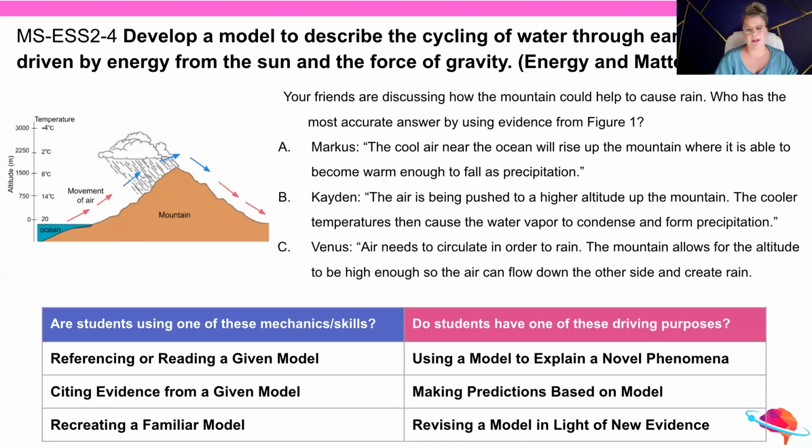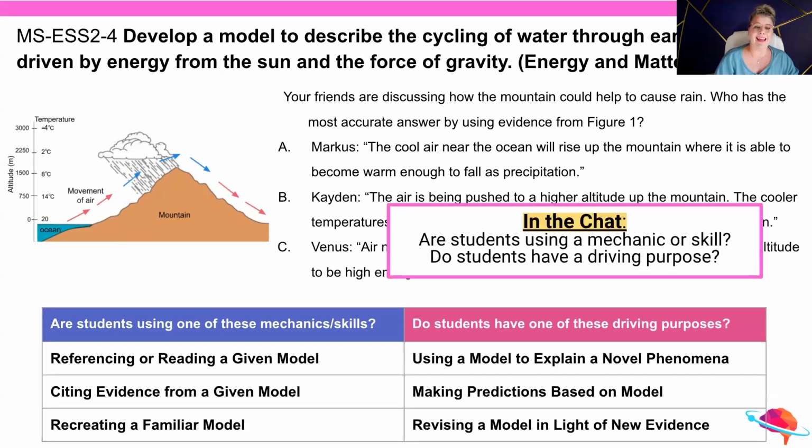All right, some answers coming in here. Beautiful. Okay, so are students using one of these mechanics or skills? I'm going to give a yes to this one, mainly because the question specifically asks who has the most accurate answer by using evidence from figure one. So we need to cite evidence given to us in the model in order to answer the question.